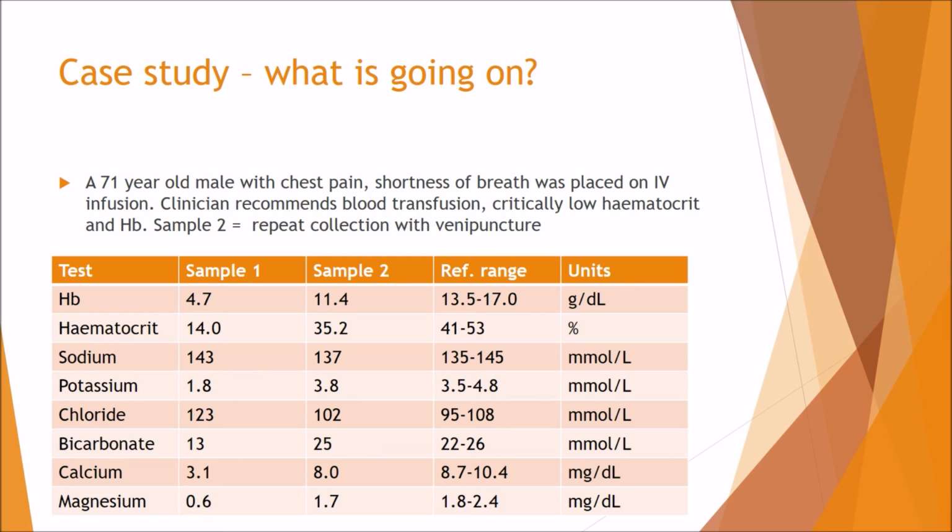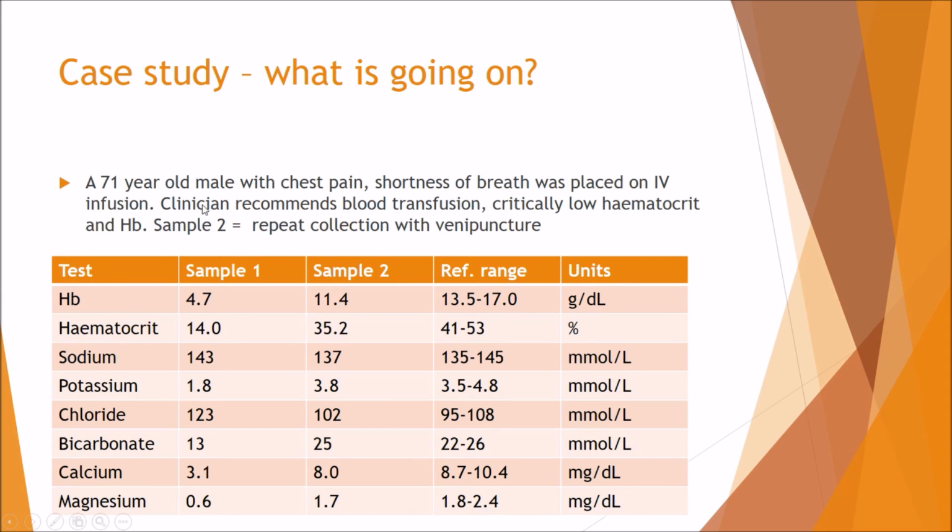Okay, so what has actually happened here is that during the first sample, when the man was on IV infusion, this has diluted his blood content. Everything in his blood was diluted. Everything in the sample was diluted. The reason why sodium and chloride levels are elevated is because the IV will contain a natural source of salt, hence why these appear relatively normal while everything else is low.